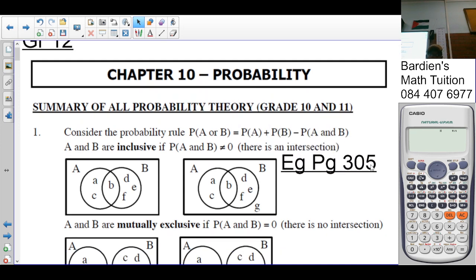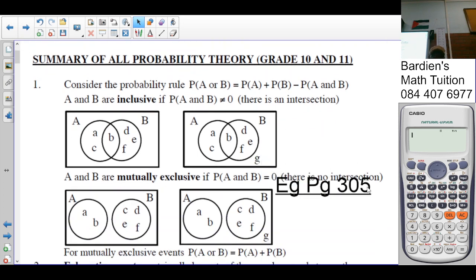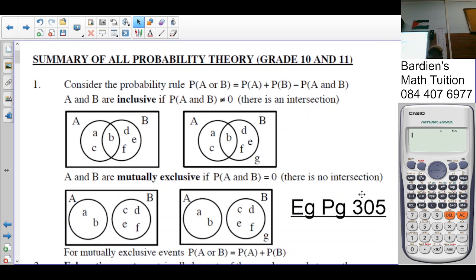Summary of probability theory from grade 10 and 11. Okay. We have said consider the probability rule with the probability of A or B, or A or B can also be noted by union. Not so? And then and can be indicated with intersection. So we got union and intersection there.